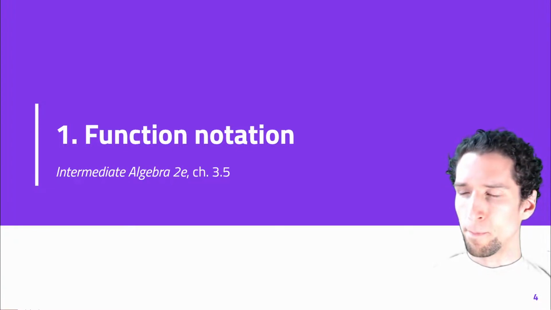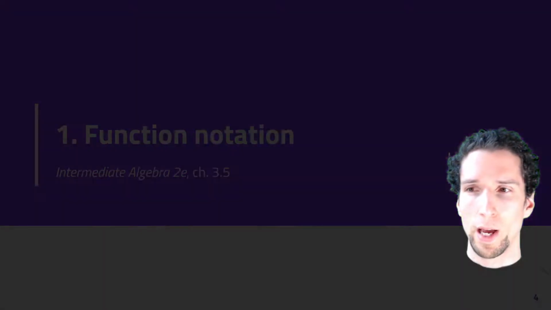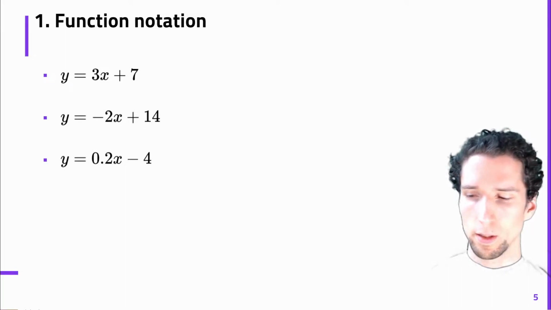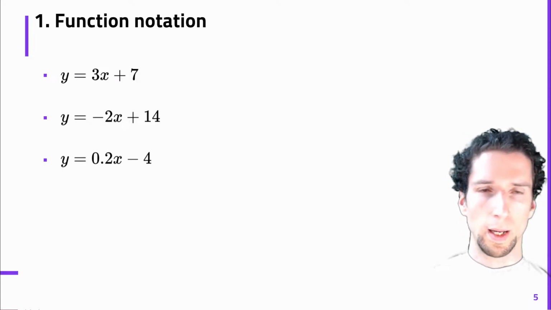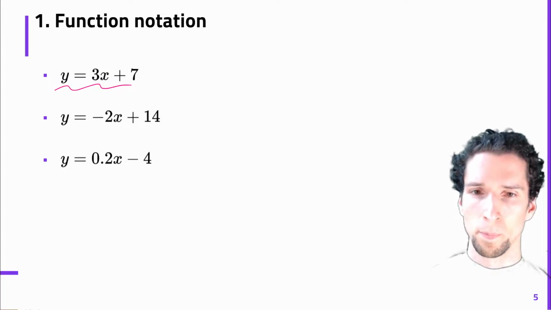Okay. So this is from our intermediate algebra textbook, chapter 3.5. I'll just explain the concept of function notation first, and then we'll go on to some examples. So let's say we have three different functions like this. y equals 3x plus 7, y equals negative 2x plus 14, y equals 0.2x minus 4.